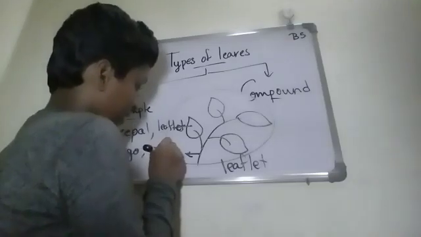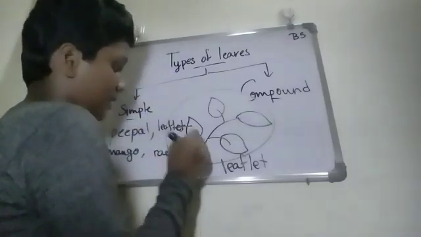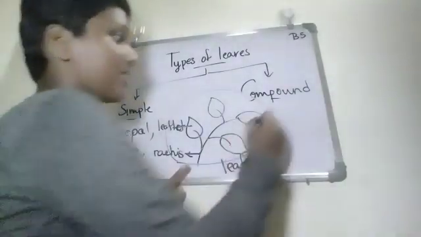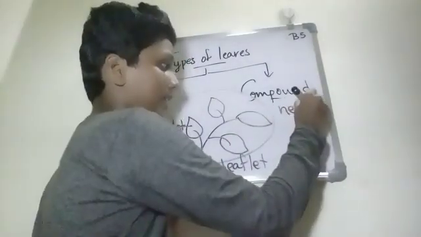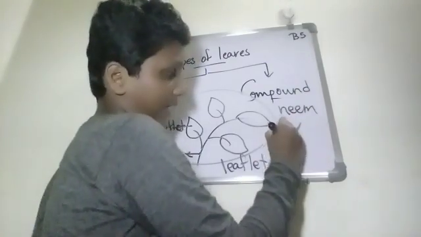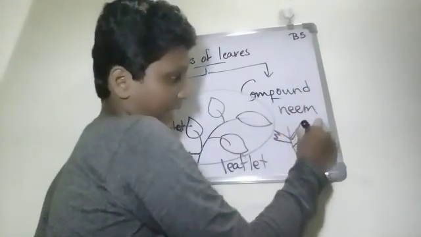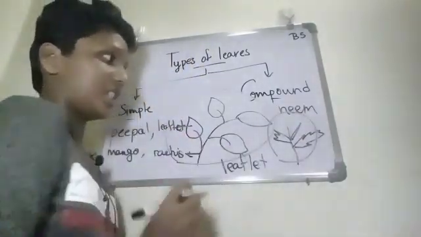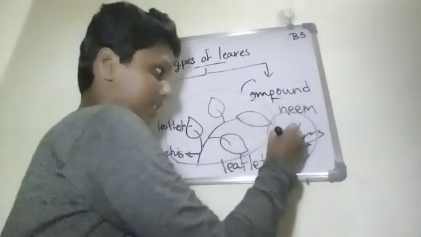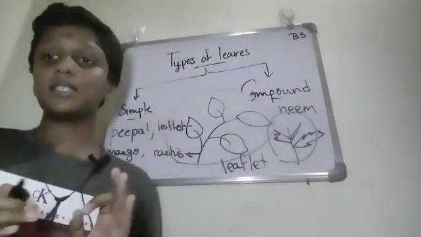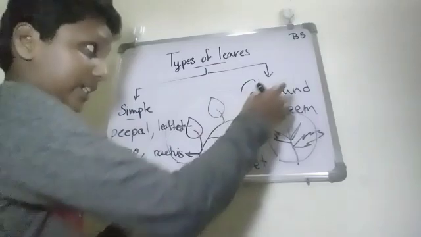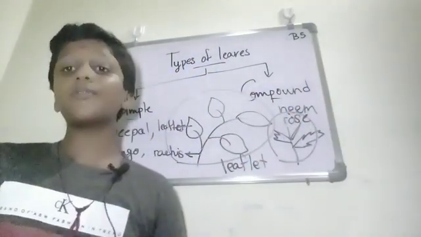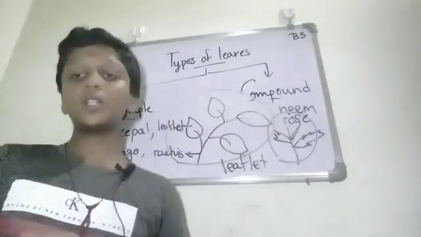This is the rachis. And examples for compound leaves, we have the neem leaf. The neem leaf is somewhat like this. This whole structure is a leaf, not this. So that is about compound leaves. We have the neem leaf as well as the rose leaf. The leaf of the rose plant is also a compound leaf.